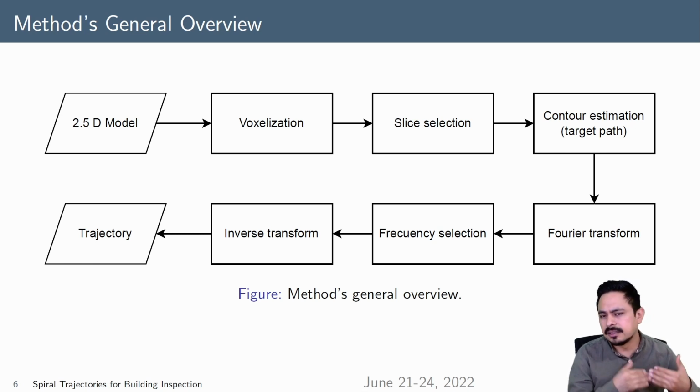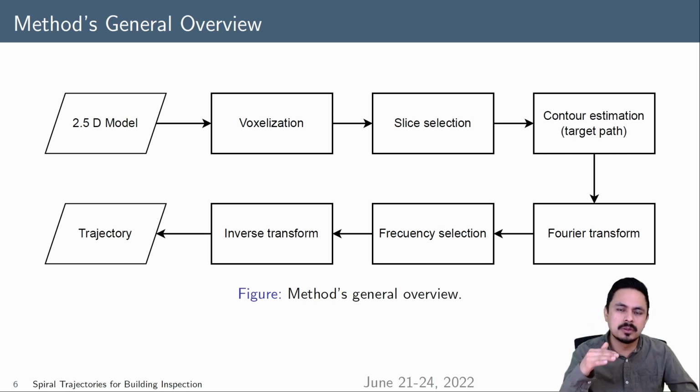So we have a number of slices, and for each of these slices we are going to compute a target ring path. Once we have the slices, we compute a contour for each slice, and then we convert this contour to a target ring path.